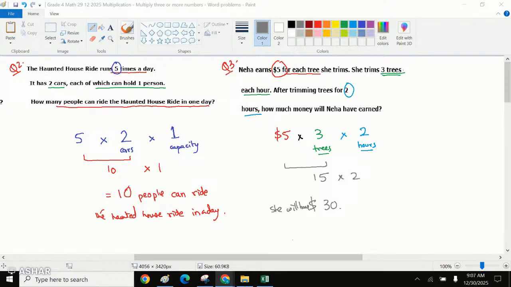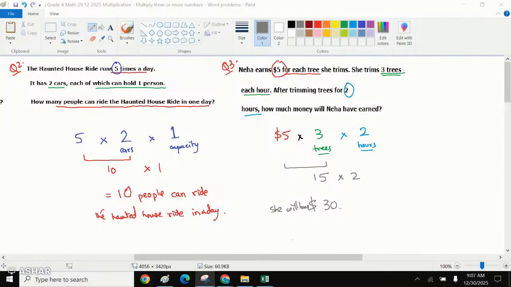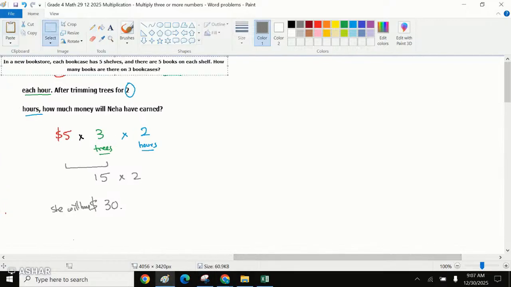Thank you, Scarlett. Thank you, Joe. Thank you, Aiken, for the answer. 30. Okay, moving on to the next question. In a new bookstore, each bookcase has 5 shelves. One minute, please. Let's do question number 4.